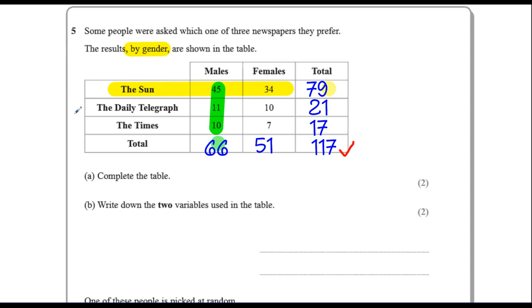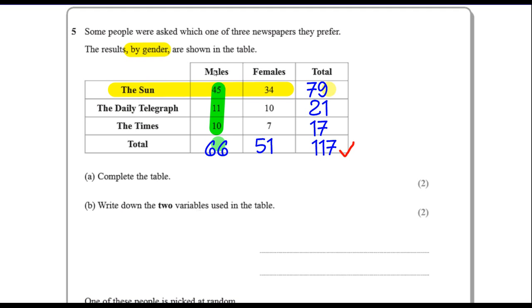Write down the 2 variables used in this table. Well, what is the data we're looking at? We're looking at males and females, which is gender, and we're looking at what papers they read. So that's our 2 bits of data we're looking at, our 2 variables.